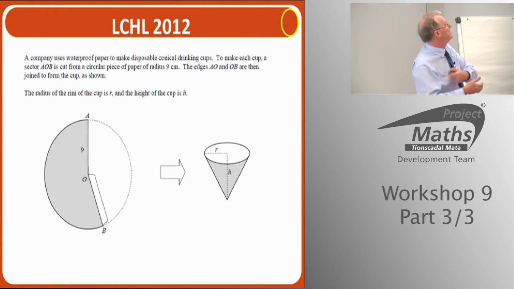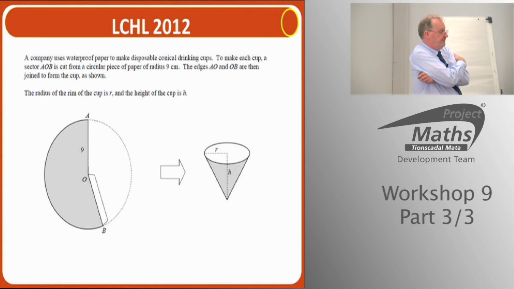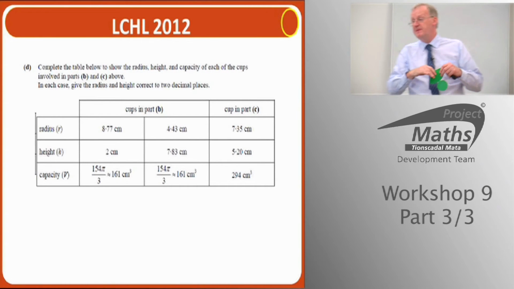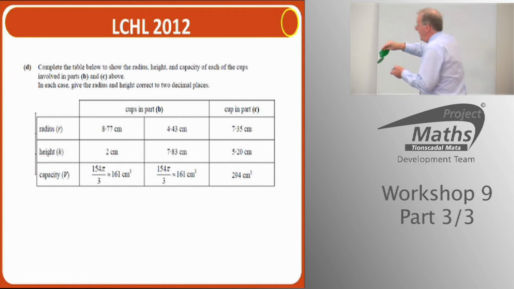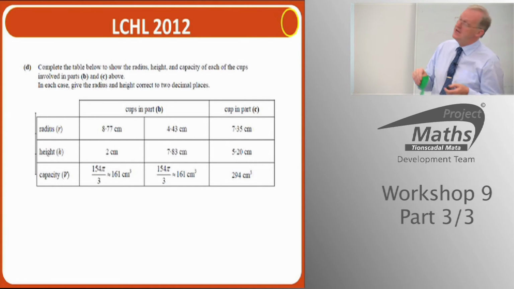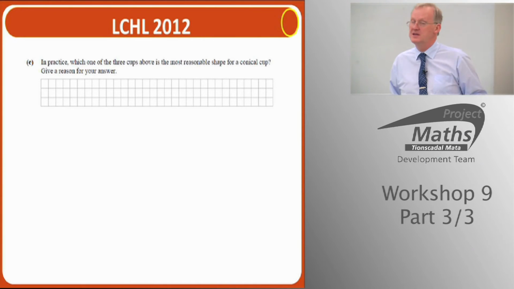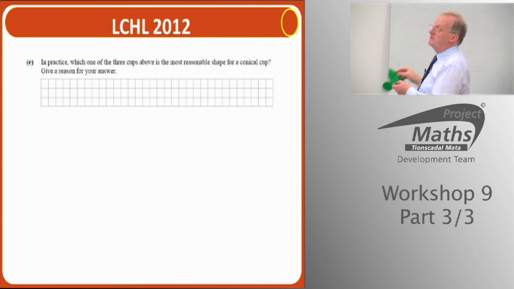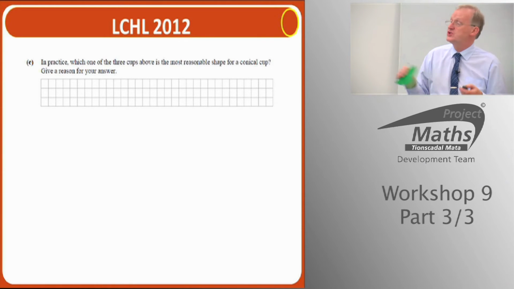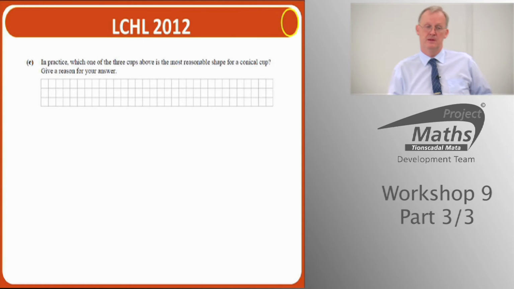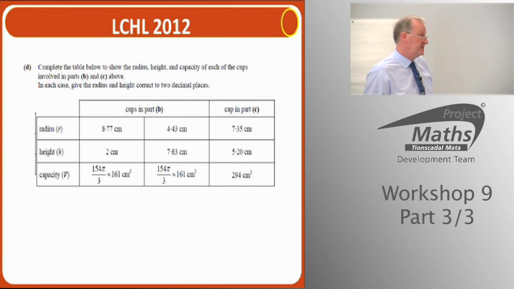Here's an interesting question about nets, if you like, and it's about a cone. Higher level Leaving Cert, but I'd like everybody to engage with it. You're making waterproof paper disposable drinking cups in the shape of a cone. And in the first 3 parts of the question, they came up with 3 different cones. And I don't even care how they did it.